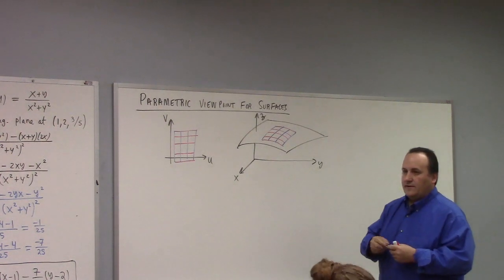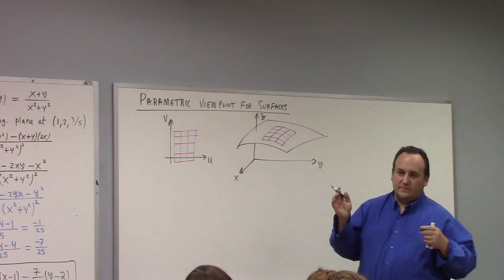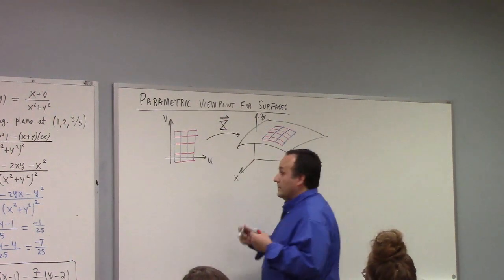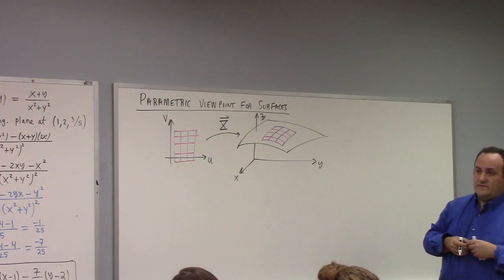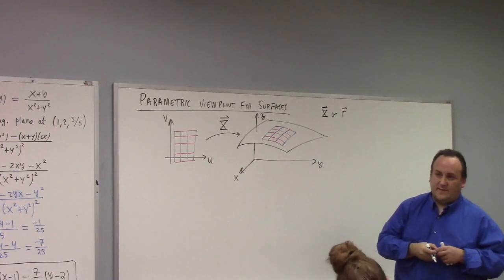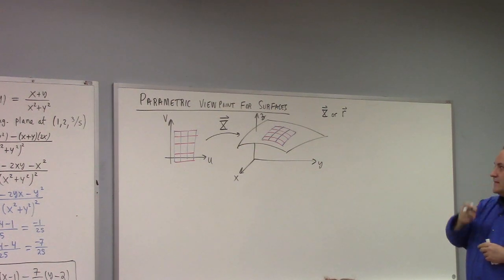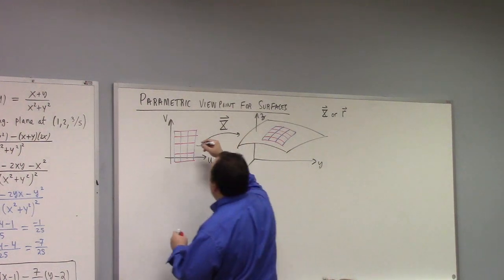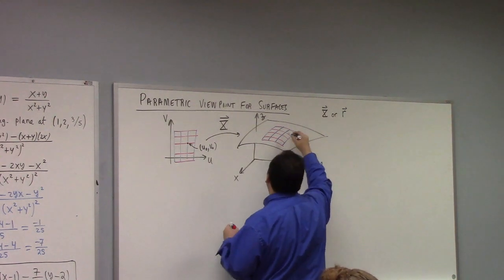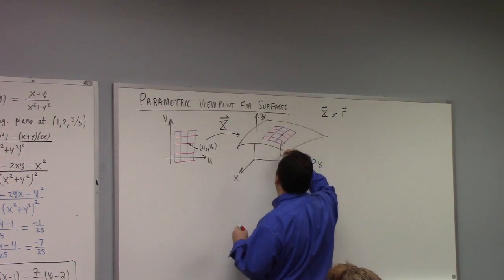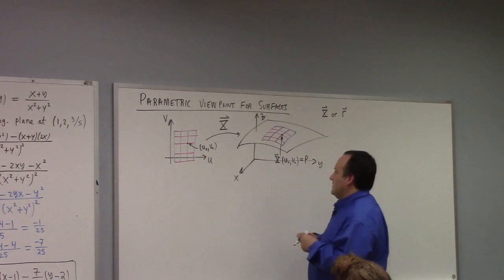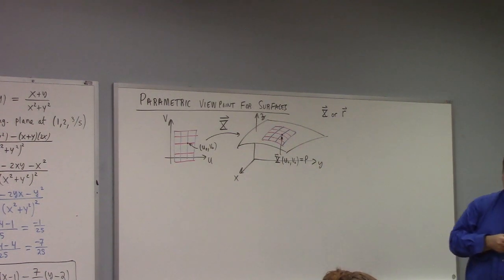I typically use an R or an X. I'm going to use big X, it's easier to see, as the parameterization map. I tend to use either big X or R for my parameterization map, but I use R for a lot of things. So what this does is you take a particular point here, say U naught, V naught, and that maps to this point over here, X of U naught, V naught. That's going to be our point of tangency we're studying.